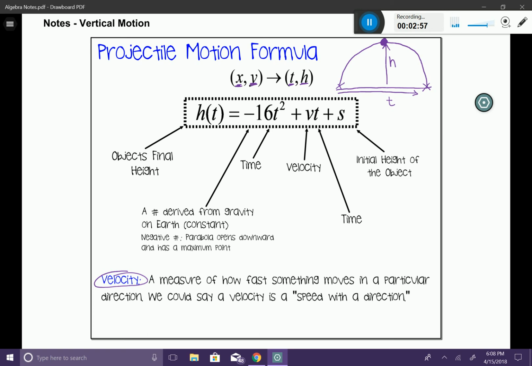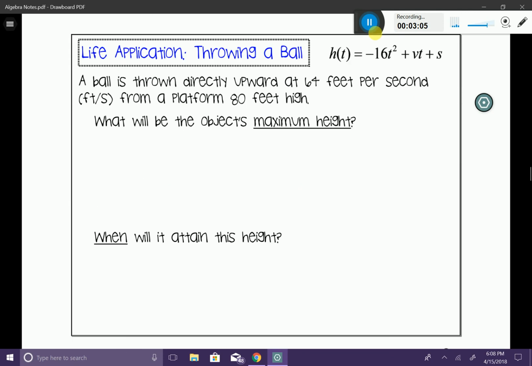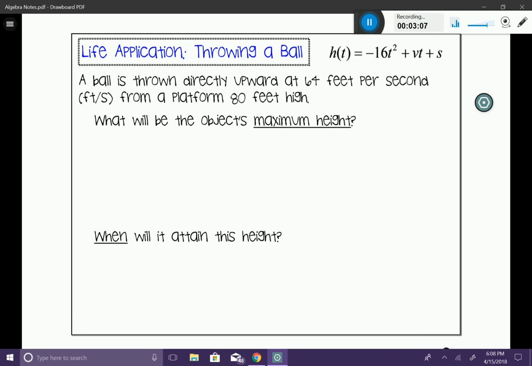Okay, we're going to go ahead and solve a variety of problems. I think I have 4 for you here. We're just going to talk about this vertical motion. All right, here's our first one. The life application here is just throwing a ball into the air. It says a ball is thrown directly upward at 64 feet per second from a platform 80 feet high. A couple things we need to know here: we need to know what numbers are going to go into our equation. So let's try to generate our equation before we even try to answer any of the questions.